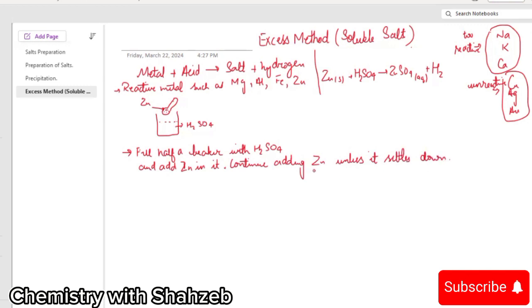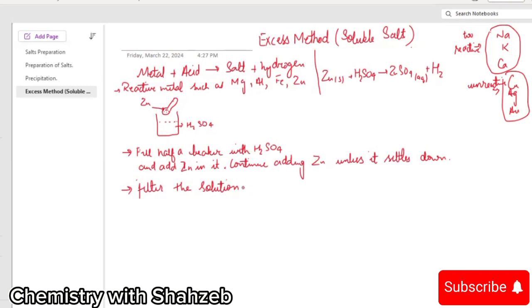So what do you mean by settles down? That means zinc becomes unreactive. It is not reacting with sulfuric acid, because every part of the acid has reacted with this metal. So now zinc becomes unreactive and starts to settle down. Then we are going to filter the solution. One more important indication is that the bubbles of H2 gas stop forming, as all the acid has been reacted.